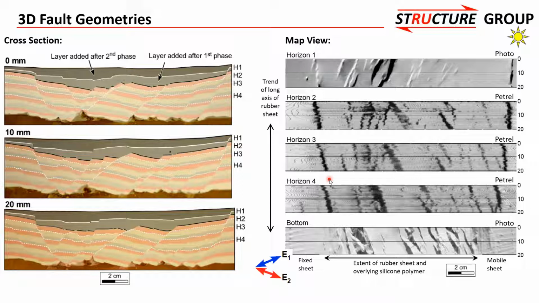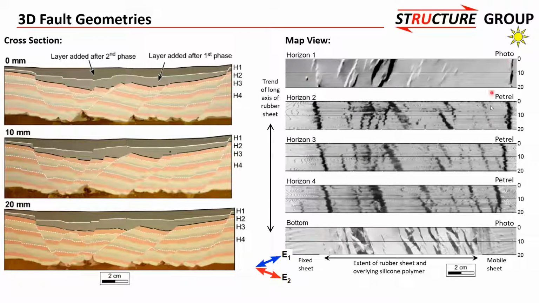But what you can see is that if we're looking at a few different horizons in the model, this horizon 1 was the layer added after the first phase of extension. Then we have horizons 2, 3, and 4. And then we have a picture of the bottom surface of the model, which again is a photo that we took after the model dried.